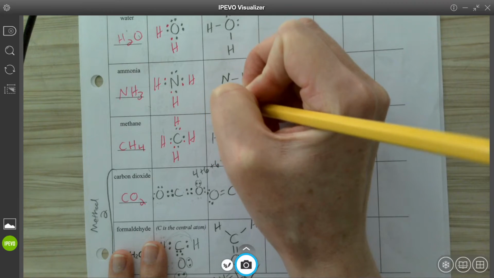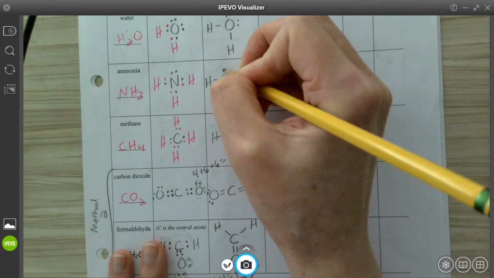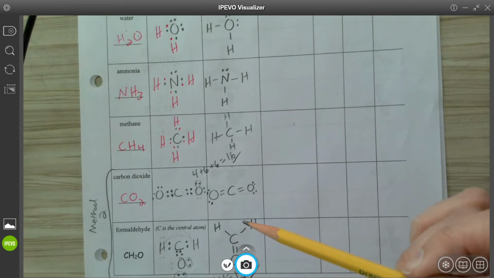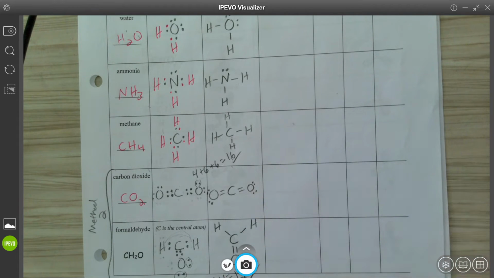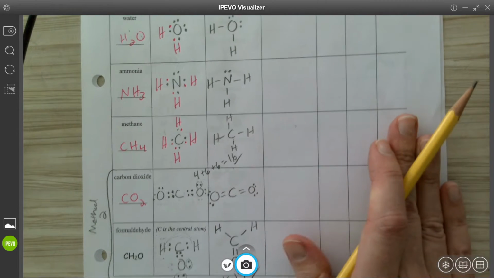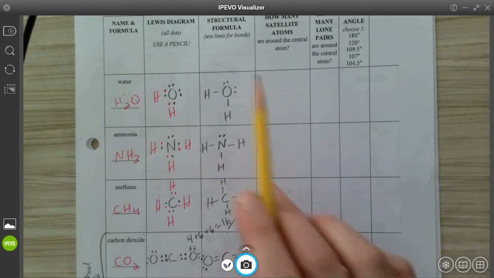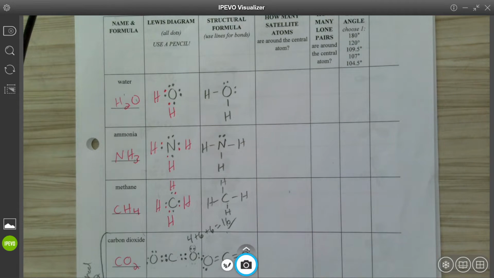Nitrogen will be single bond H, single bond H, single bond H, and keep that lone pair. Okay, so you should still draw the lone pairs, but the bonded pairs become lines. But keep your lone pairs as dots. Okay. So if I ask for the Lewis structure, it's what's in the first column. If I ask for the structural formula, that's what's in the second column.